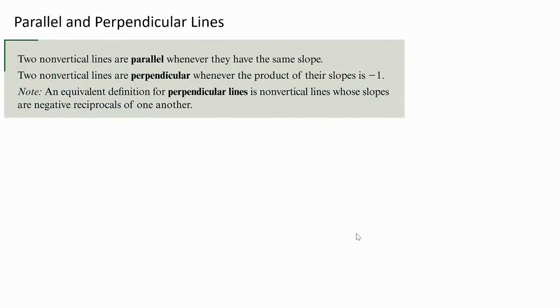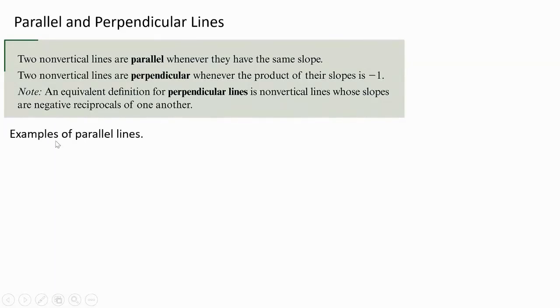Now we're going to be discussing parallel and perpendicular lines. Two non-vertical lines are parallel whenever they have the same slope. So if two slopes are the same, they're considered parallel lines. And perpendicular lines have opposite reciprocals, or if you multiply the two slopes, it should give you -1. Two non-vertical lines are perpendicular whenever the product of their slopes is -1. An equivalent definition of perpendicular lines is non-vertical lines whose slopes are negative reciprocals of one another.